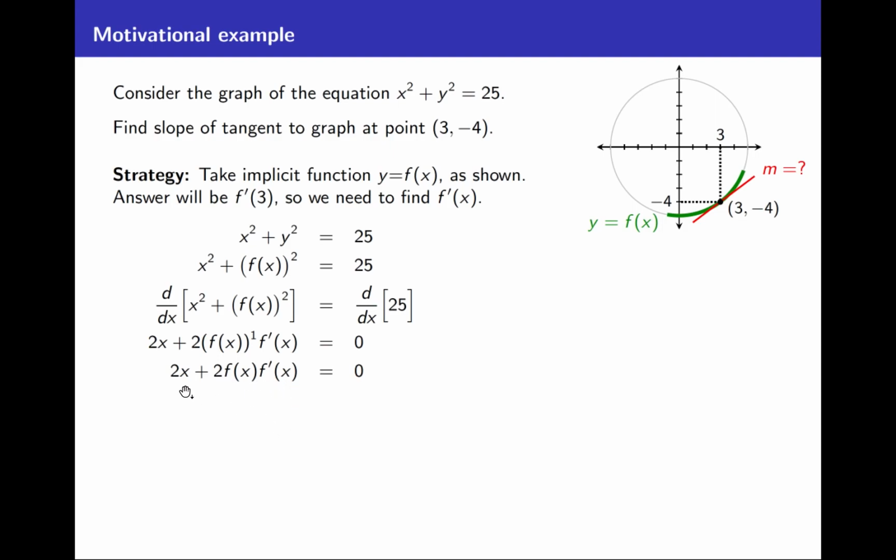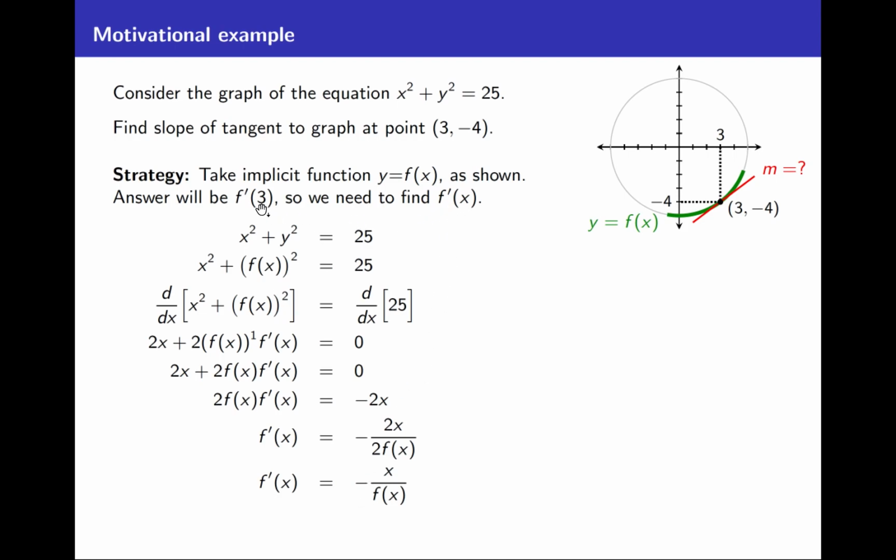Let's do that. The first thing we would do is begin to isolate f prime of x by subtracting 2x from both sides. So we get 2f of x times f prime of x equals negative 2x. And then we could divide both sides by 2f of x. And we get f prime of x equals negative 2x over 2f of x. And the 2's cancel. So finally we have f prime of x equals negative x over f of x. We've just found our f prime.